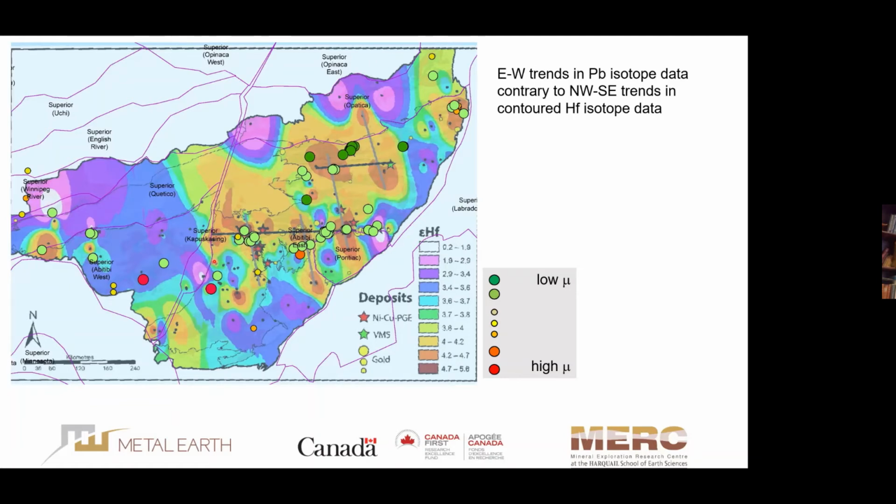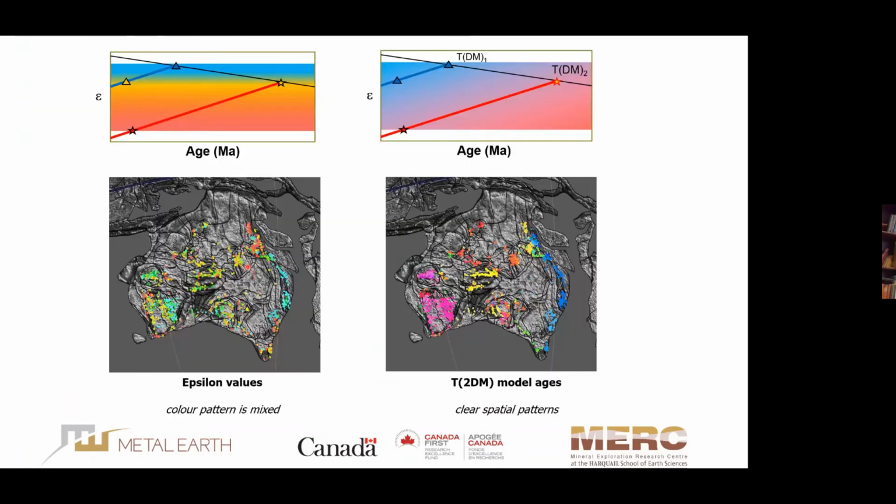They're expressed as epsilon hafnium values. So this had us worried a bit, and we delved into trying to understand why this might be, as well as looking at ways to produce diagrams when it comes to maps. People are very tempted to plot up epsilon values and color according to those epsilon values.